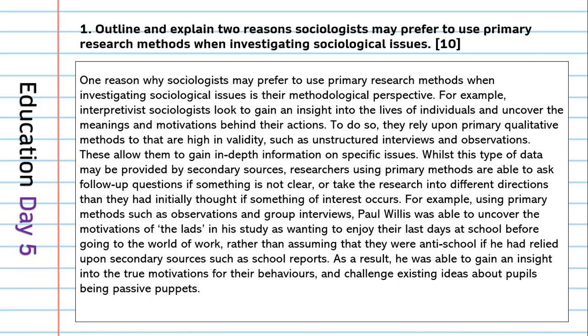Now I'm going to use an example. So I'm going to use an example of a primary qualitative research that was done by Paul Willis. For example, using primary methods such as observations and group interviews, Paul Willis was able to uncover the motivations of the lads in his study as wanting to enjoy their last days at school before going to the world of work, rather than assuming that they were anti-school if he had relied upon secondary sources such as school reports. So there was an advantage to Willis using these primary methods, and that's what I've kind of outlined here briefly. As a result, he was able to gain an insight into the true motivations for their behaviours and challenge existing ideas about pupils being passive puppets. So there's an impact of it.